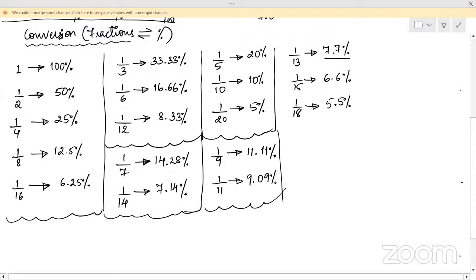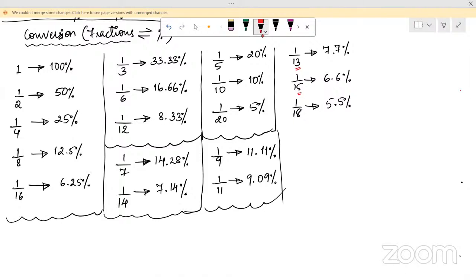but how do I remember the fractions? 1 by 13, 1 by 15, 1 by 18. What is 3 plus 5? I'll tell you a logic. 8. Correct. You can remember it like that. 1 by 13, 1 by 15, 1 by 18. 3 plus 5 is 8. I remember it like that, so you can use whatever logic you want.